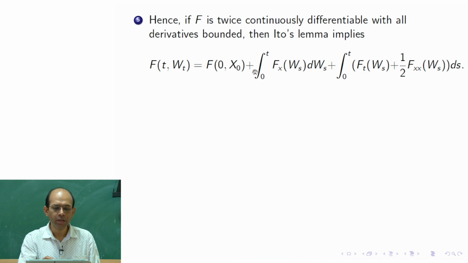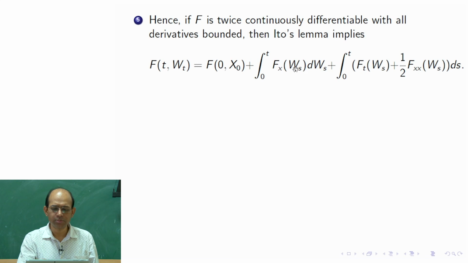Plus the integral from 0 to t of the first derivative of f with respect to the second variable. That is why I am writing x, meaning the second variable; for the first variable I would always write t. So f_x(s, W_s) dW_s from 0 to t, plus then the derivative with respect to the first variable appears. There I should have written s, W_s, which is missing here also, the function of two variables, correct.